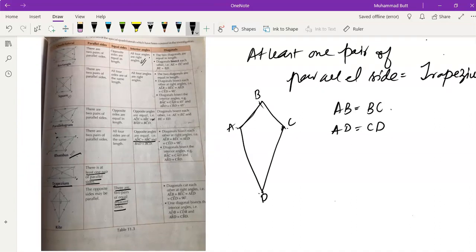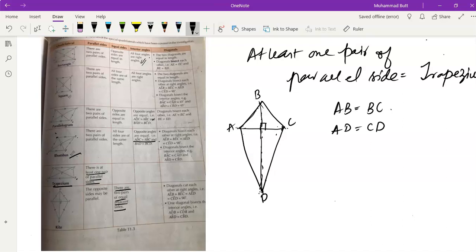Now, if you will look at the diagonal of the kite, you will see that this diagonal is the line of symmetry. So, it means that this diagonal is dividing angle B and angle D into two equal halves. But this diagonal is not the line of symmetry, so it is not dividing the angle into two equal halves. Only one diagonal which runs through this from B to D is dividing angle B and angle D into two equal halves, and the diagonals cut each other at right angle.